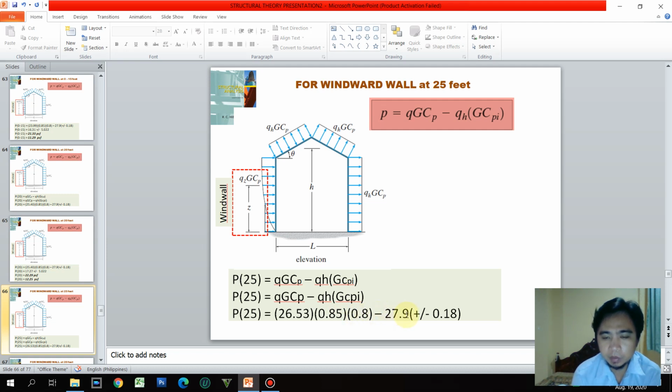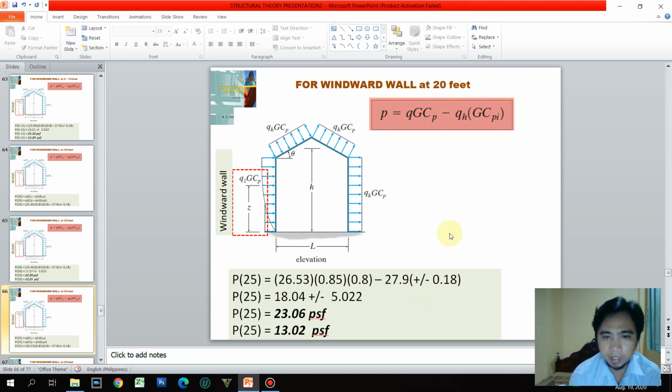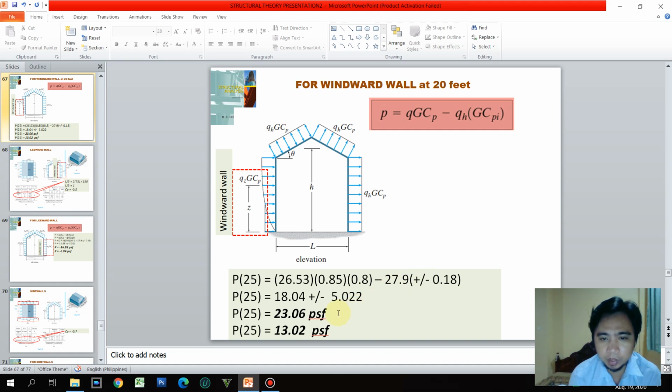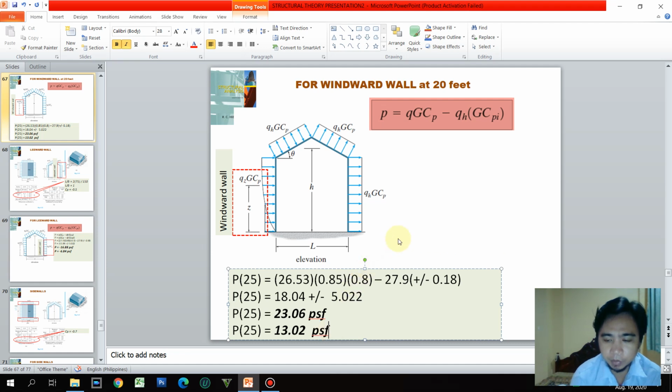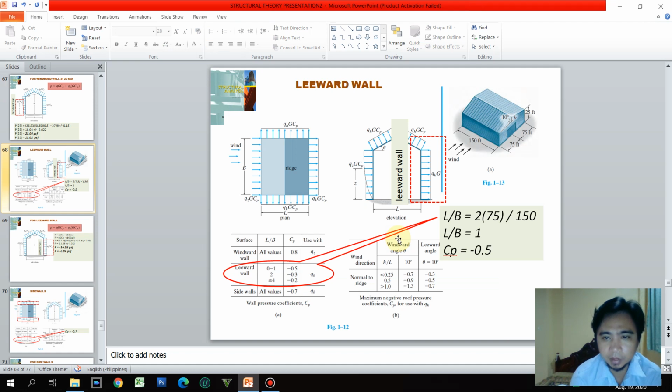QH is actually the QZ at 31.61 plus or minus 0.18, the value of GCPI. Then we will yield to this upper limit of 23.06 PSF and the lower limit of 13.02 PSF. Okay, that's it, we are done with the windward wall.